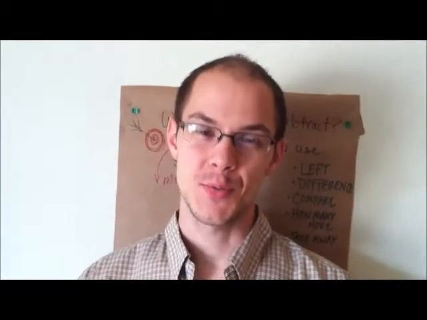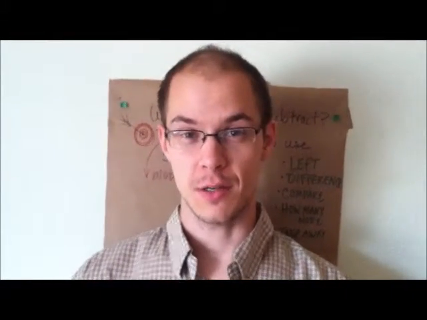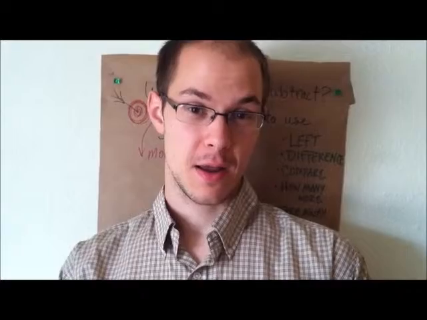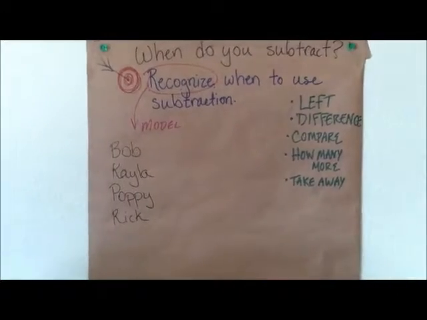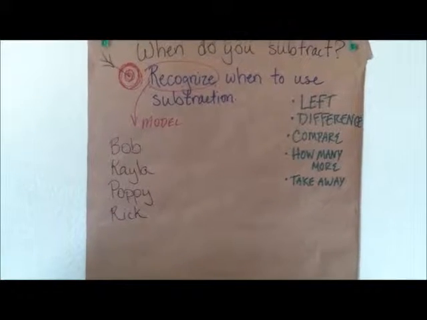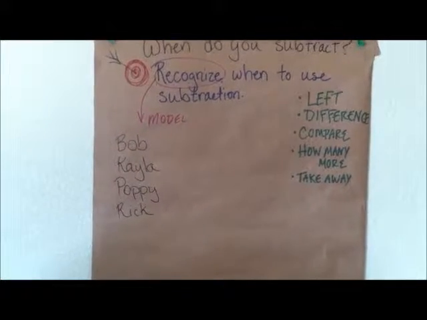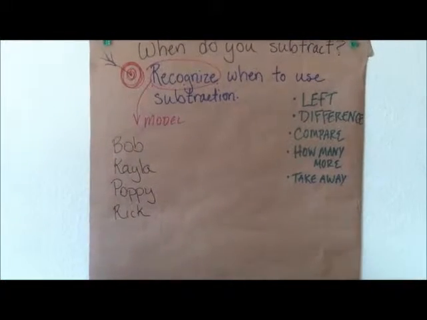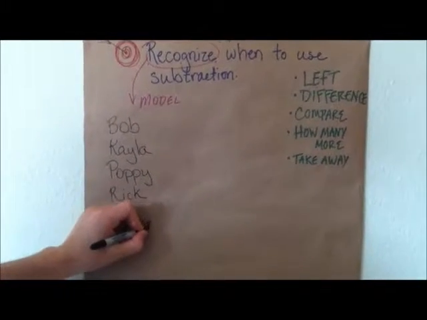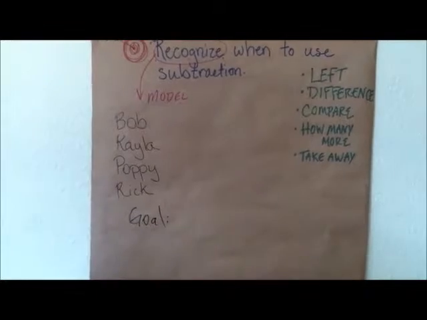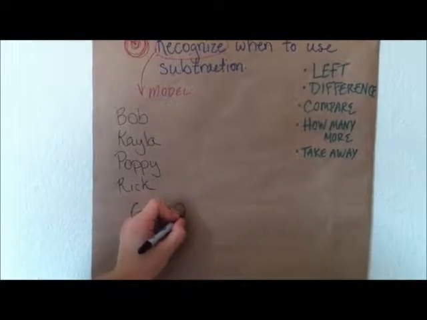Now we're going to go through 3 different examples of subtraction. Take away, comparing, and missing addend. Stick around. Alright, so let's pretend that we have these 4 students and they're making bracelets for a fundraiser for school. They have a goal. The 4 of them have decided that they need to make, so we'll have our goal here, that they want to make a total of 20.